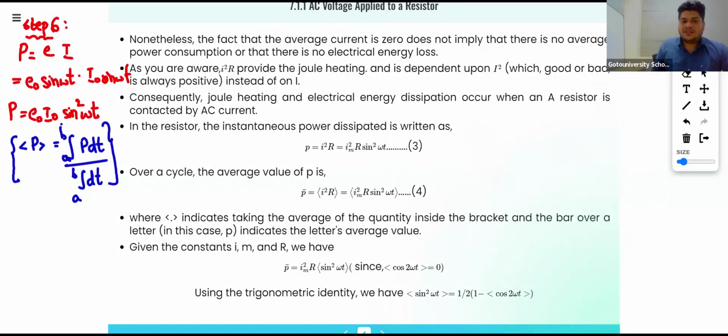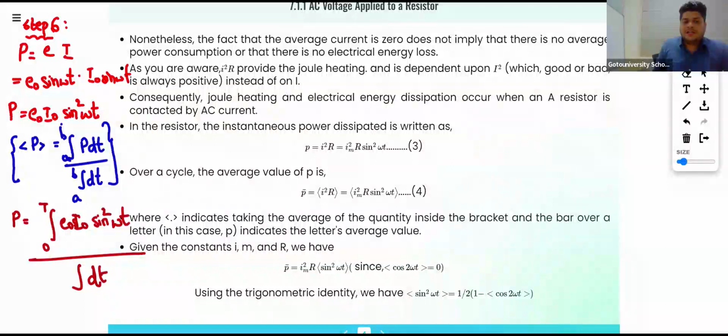So if you check this thing, you will have power is equal to integration from 0 to time period capital T of E naught I naught sine square omega t over integration of dt from 0 to T. So this will be equal to E naught I naught integration of sine square omega t upon, you have integration of dt will be what? That will be T, and this will lie from 0 to T.